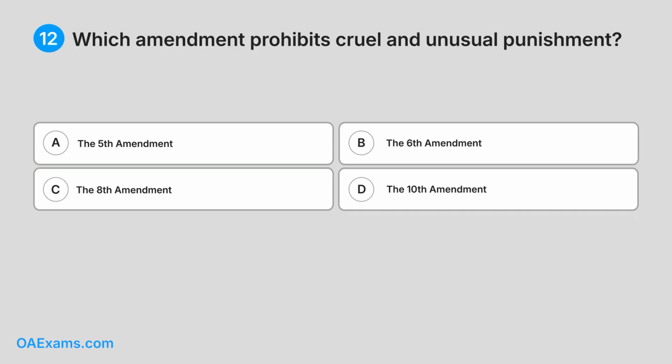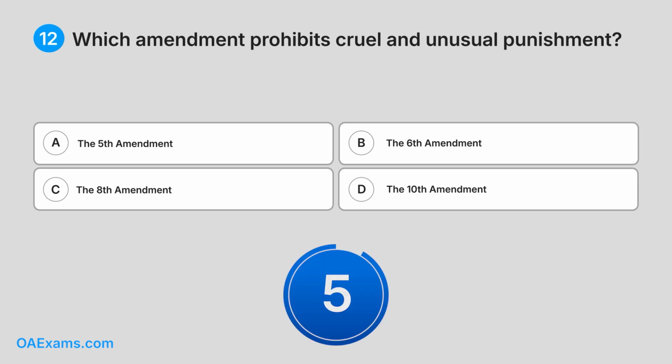12. Which amendment prohibits cruel and unusual punishment? A. The 5th Amendment. B. The 6th Amendment. C. The 8th Amendment. D. The 10th Amendment. Can you guess the answer?